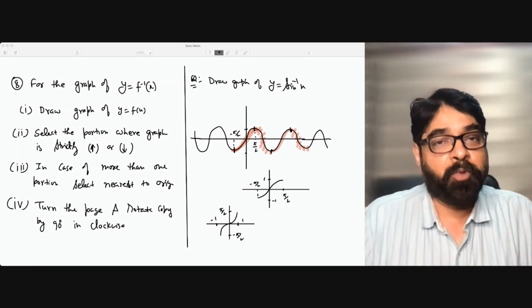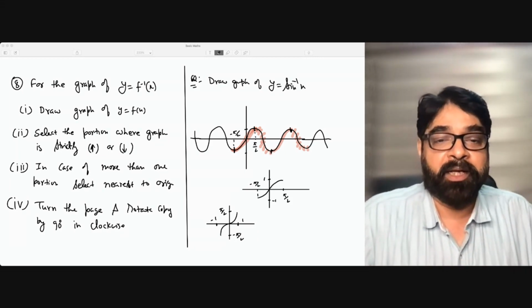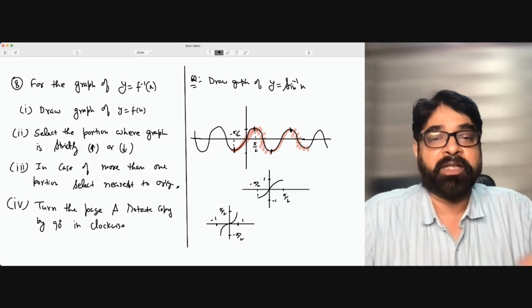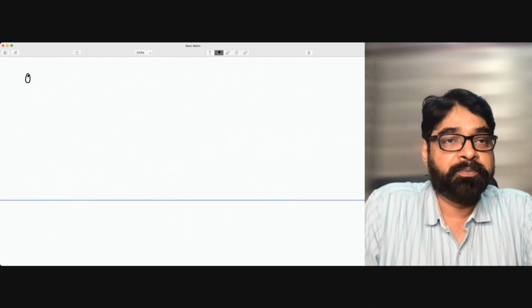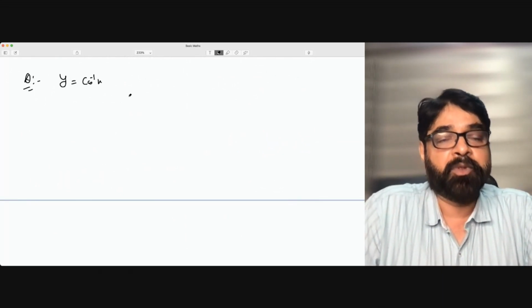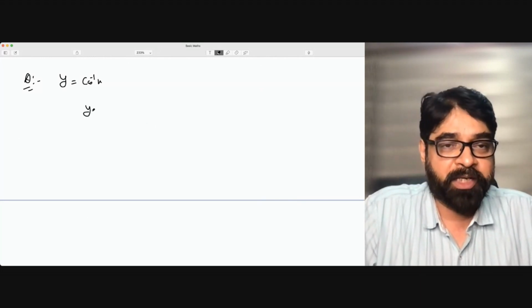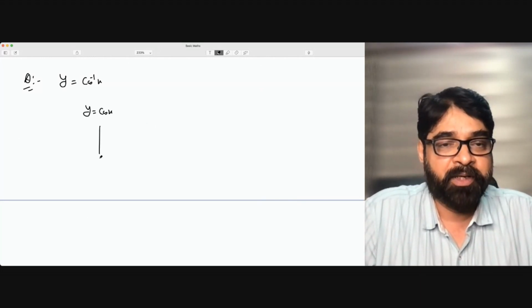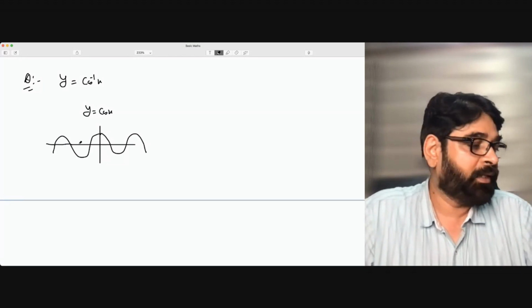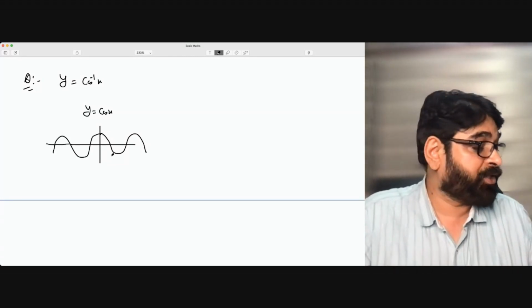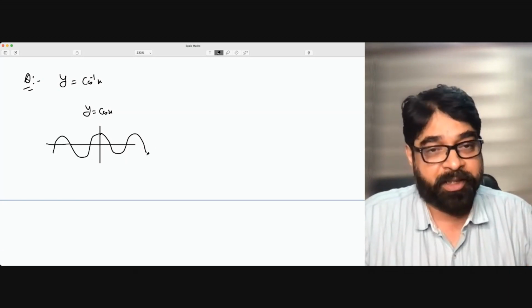Okay, I will show you some more examples so that it can be clear to you. For example, suppose I want to draw the graph of y equal to cos inverse x. So what is the basic graph? Y equal to cos x. The y equal to cos x graph, if I draw, it will appear something like this. Yes or no? Then select the portion where the graph is strictly increasing or strictly decreasing.